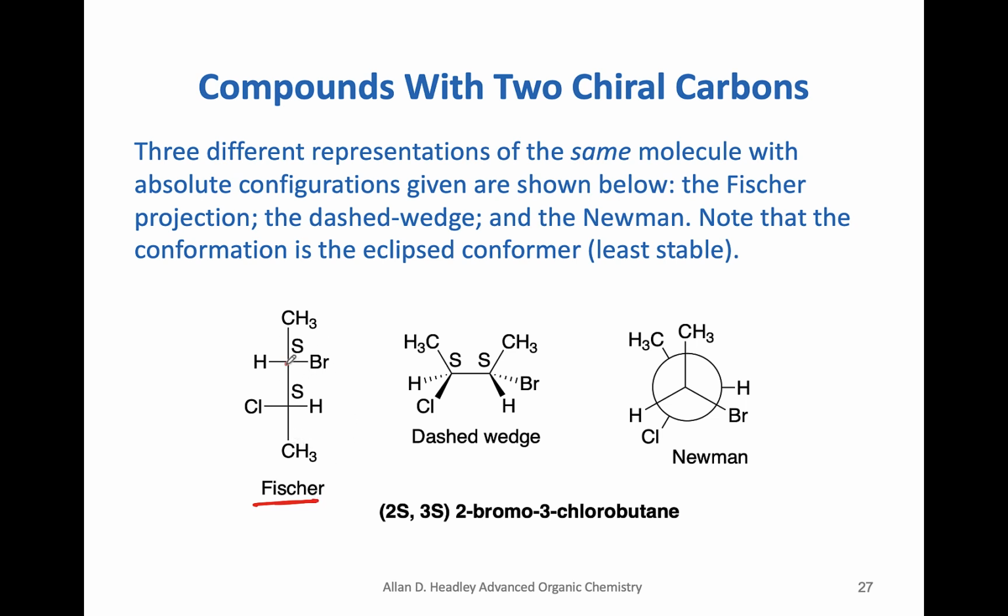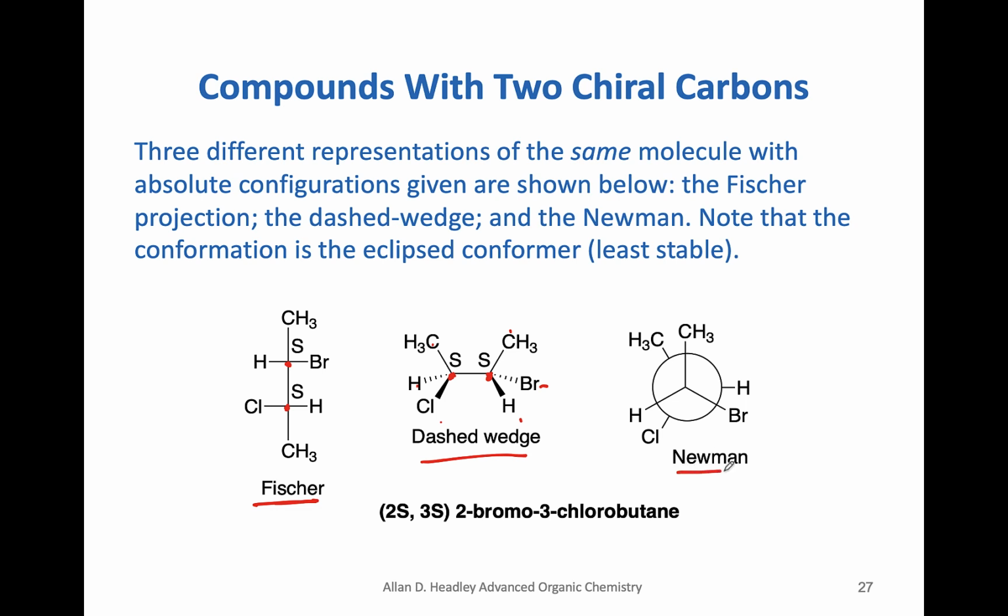And of course, since this carbon is chiral, we can determine if it's R or S using the priority rules. Here's the dash wedge. This carbon is chiral because it has four different groups bonded to it. So we can determine if it's R or S. Based on the determination, it's S and S.